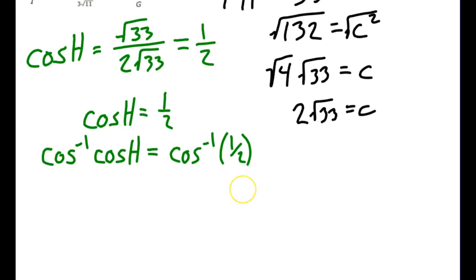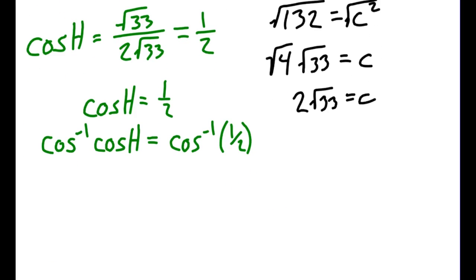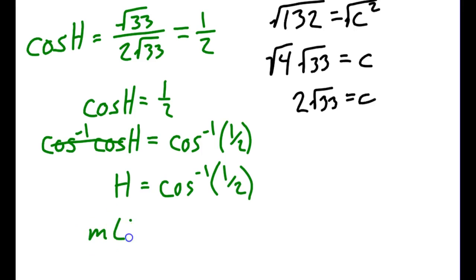The reason we take the inverse cosine is that the inverse cosine and cosine cancel each other out. So we're left with H is equal to the inverse cosine of 1/2, which, if you use your calculators, type that in, make sure you're in degree mode, you will get that the measure of angle H is equal to 60 degrees.